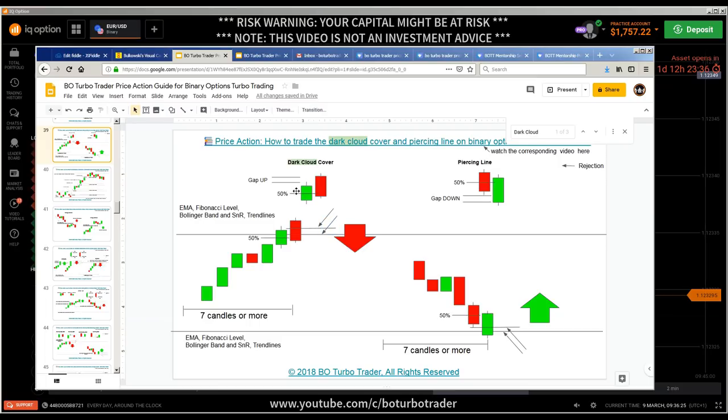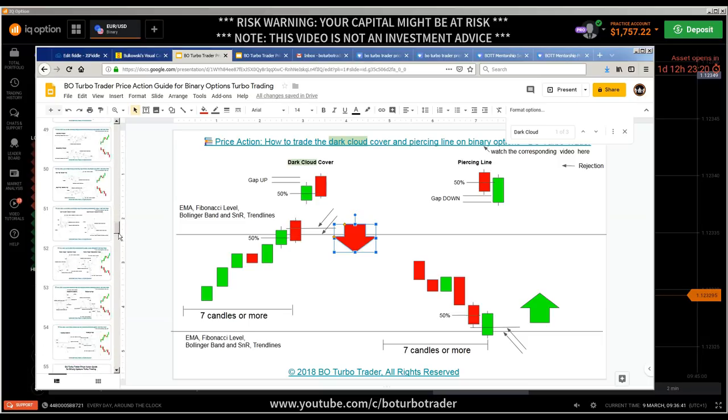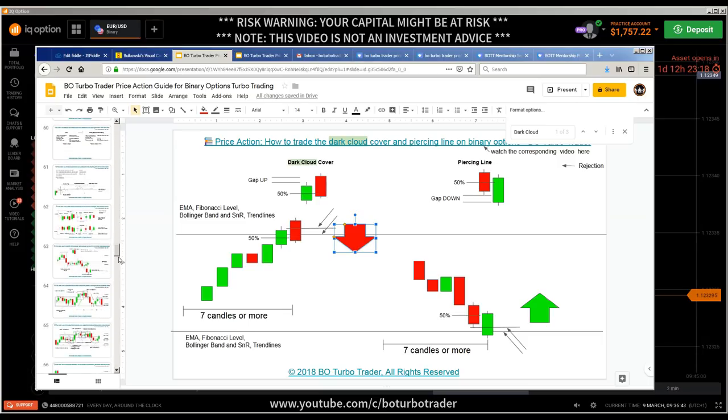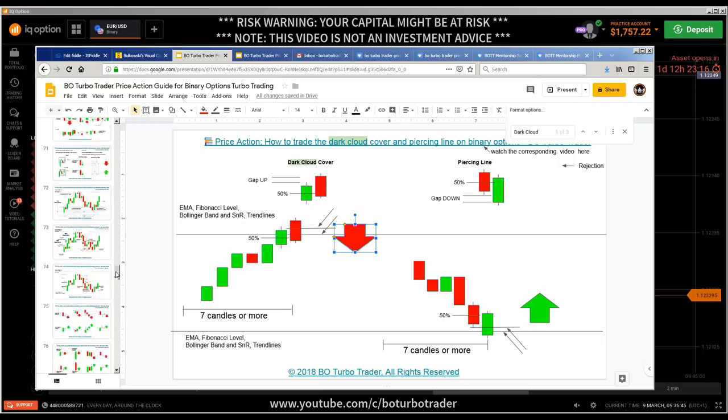We have the 50% level, and here you do a put from this level, or you do a put from the support level. That is what this arrow means. And that is what the dark cloud cover is about. So I will go back to this. Have this in mind, get this ebook, watch the page, and you can see this.